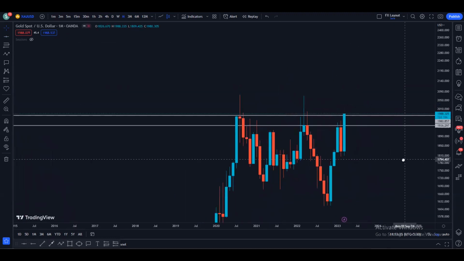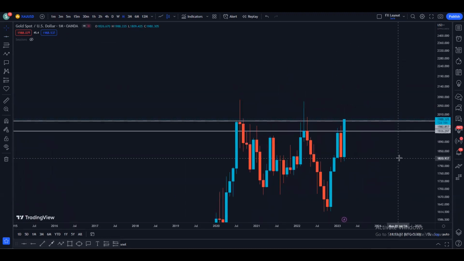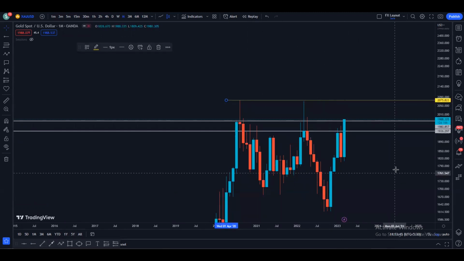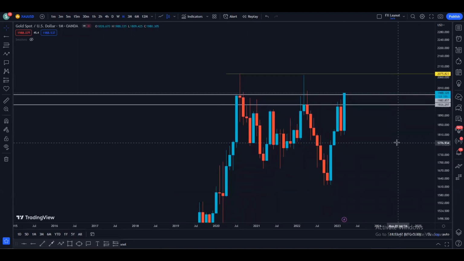A lot will depend upon how this March monthly candle closes, because if this new monthly candle closes above this resistance or this resistance, then there will be a pretty high probability for the next monthly candle, which is April, to come up and retest these highs here. So a lot will depend upon how the March monthly candle closes.